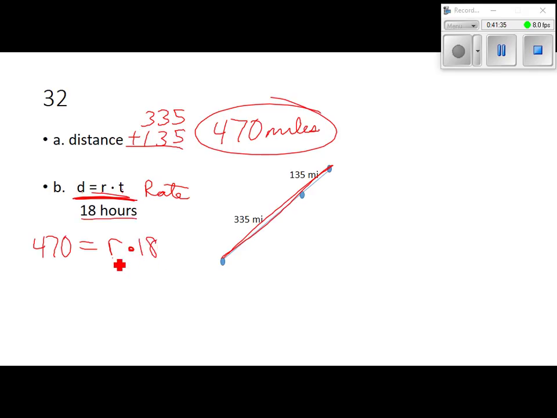Well, to get R by itself, all we do is divide this side by 18. If you divide that side by 18, you got to divide this side by 18. And that's going to tell you how fast the ship was going in miles per hour. So grab your calculator and you do 470 divided by 18, and you get about 26.1. So I'm just going to say about 26 miles per hour. It was going about 26 miles per hour.